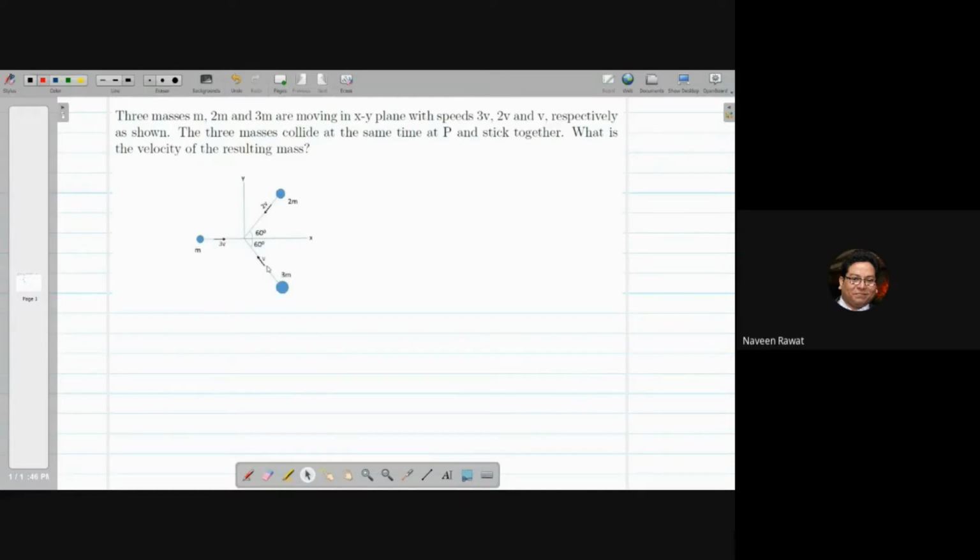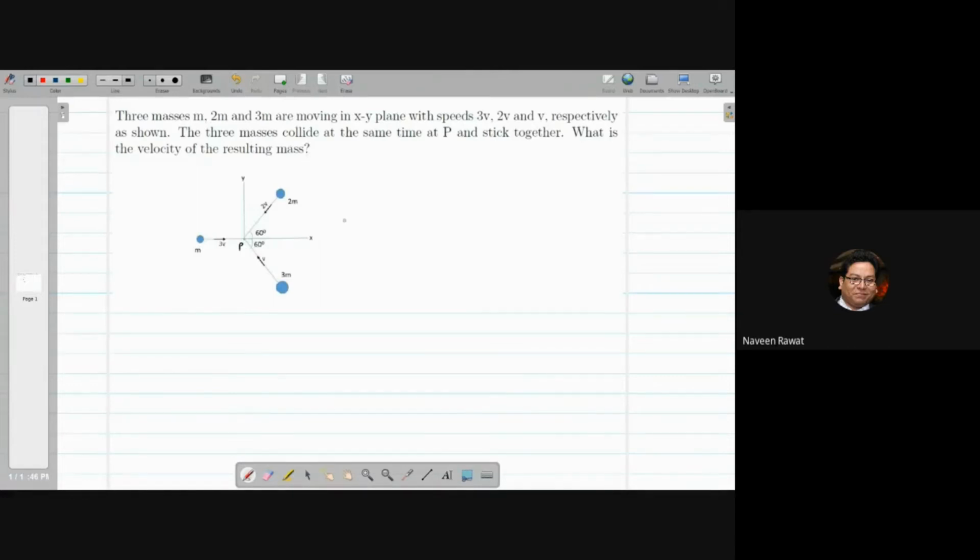So all of them are moving in this xy plane, and they move towards this point. Okay, and at this point, which is defined as point P, they will undergo a collision. And right here, after they collide, all these three masses are going to stick to each other. Okay, so the problem is asking you to find the velocity of the resulting mass.